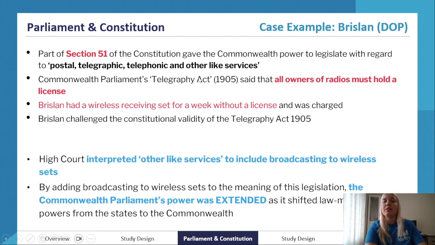Okay? But similarly, the scope of the legislation could have been narrowed if the High Court had interpreted that other like services may only refer to specifically services that are postal, telegraphic, or telephonic that are in some way very, very similar to the services already existing when this legislation was drafted. In that case, Brislin would have won this case, okay, and would not have been charged with an offense.